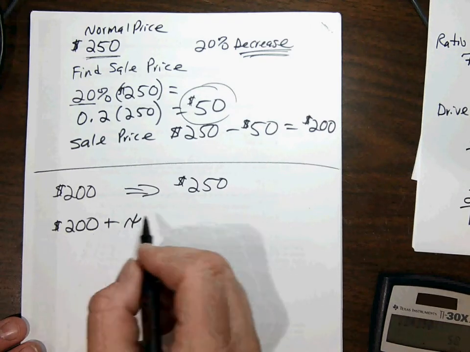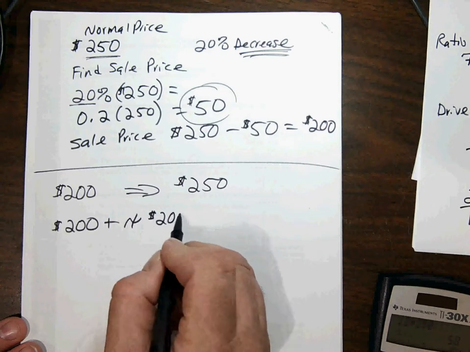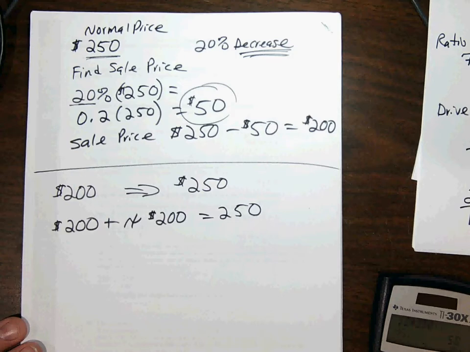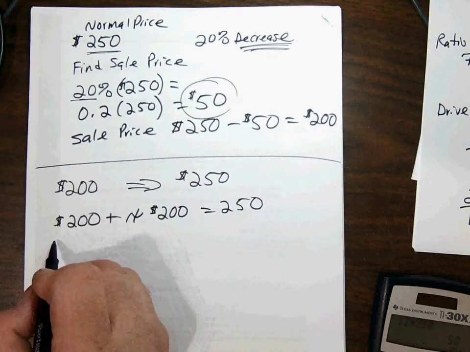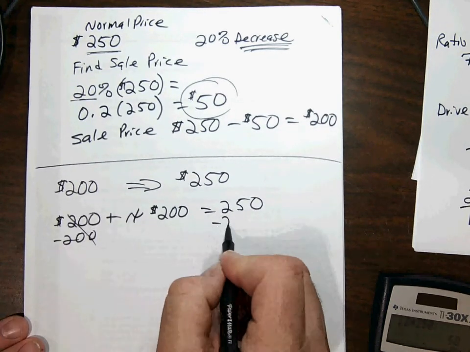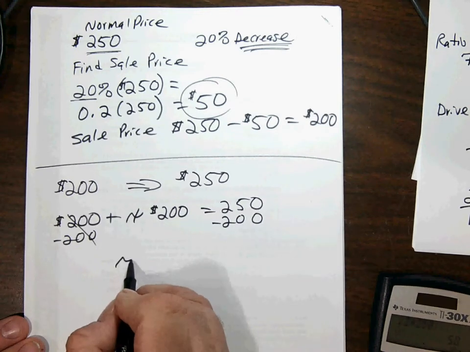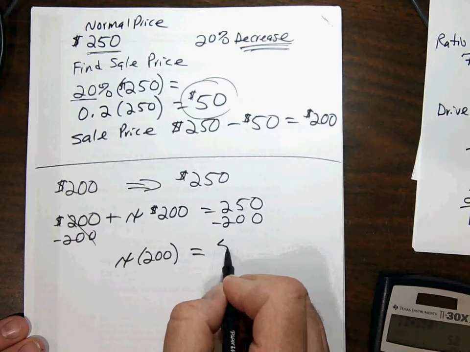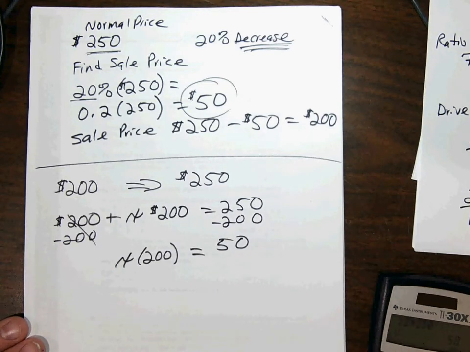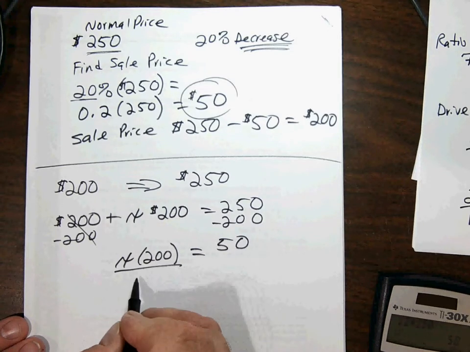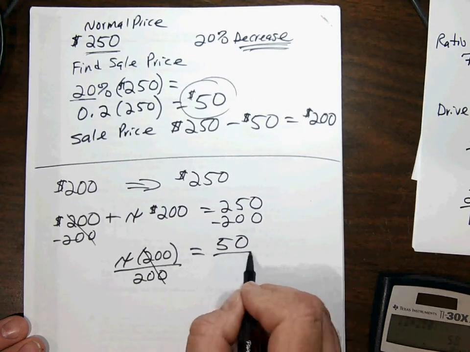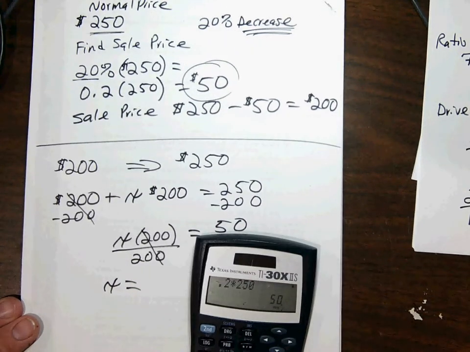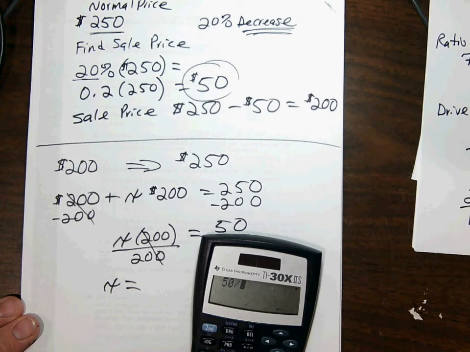I'm going to call it X. Plus some X percentage times my $200 equals 250. That's the equation I would have to set up. So I'm going to subtract the 200 from both sides. So some percentage times my 200, I'll drop the dollar signs here, equals this $50 difference. Well, what percentage would that be? Let's find out. Divide by 200. Divide by 200. X equals 50 divided by 200.